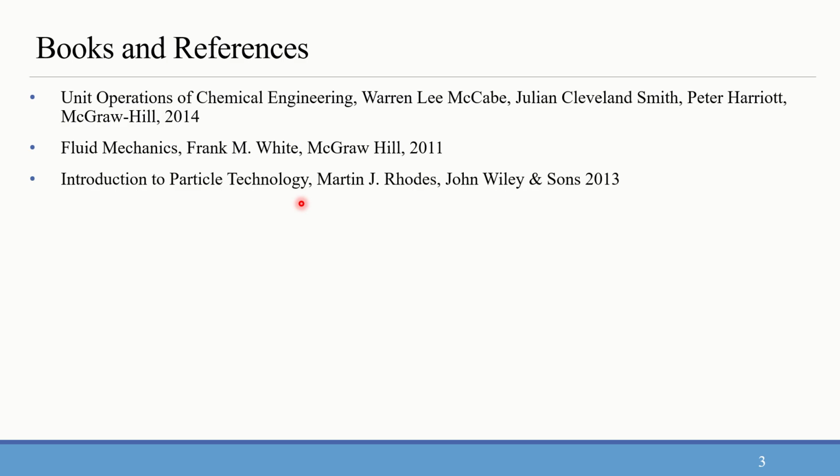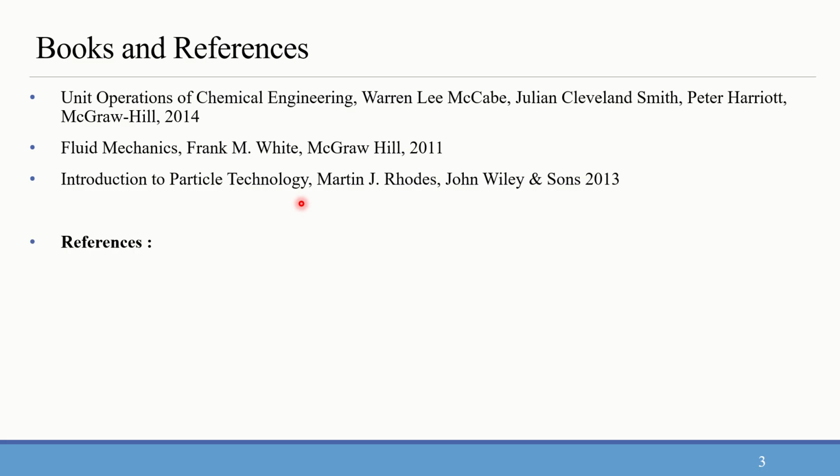For the books and references, although we have seen them, just for a quick recollection. The first one is Unit Operations of Chemical Engineering by Warren Lee McCabe, Julian Cleveland Smith, and Peter Harriott. This is the book which we have been using mostly for fluid mechanics at our bachelor's level. The second one is Fluid Mechanics by Frank M. White, and the third is Introduction to Particle Technology by Martin J. Rhodes, John Wiley and Sons.